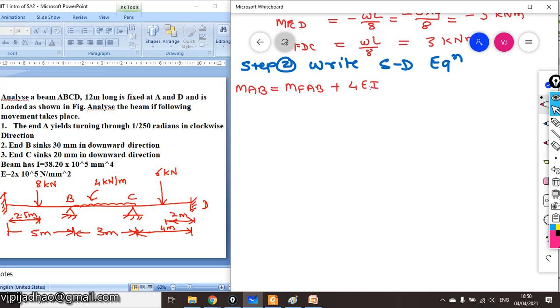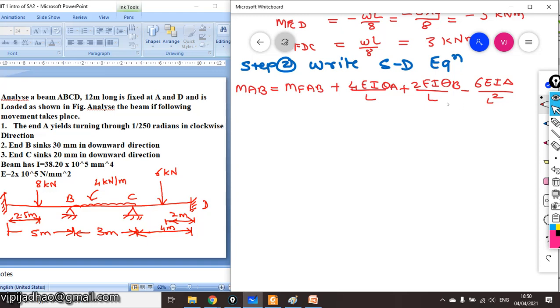Here you can see the value of EI is EI itself, therefore 4EI into theta A divided by L plus twice EI theta B divided by L minus 6EI delta upon L square.